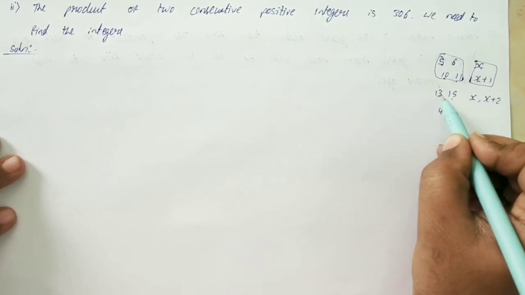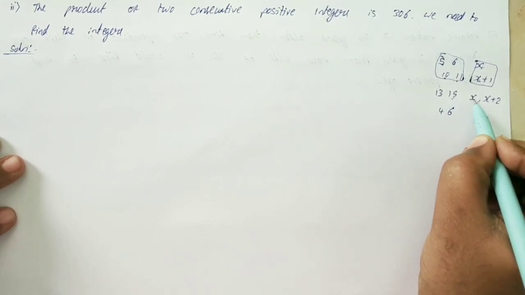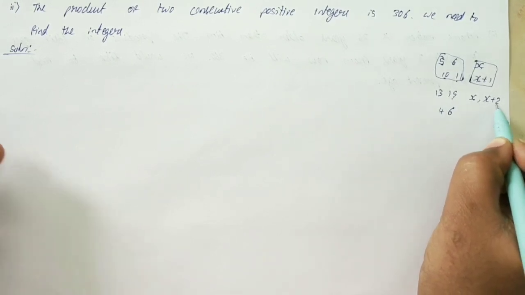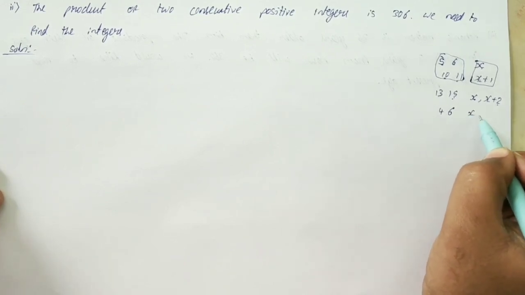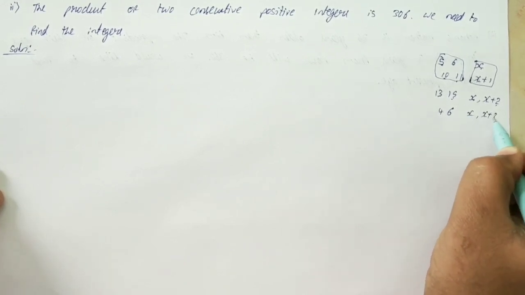So for 13, if we add 2, then we will get 15. So like that, for x we have to add 2, then we will get the next consecutive odd number. So same for even numbers also. If I take x as a consecutive even number, then the next number will be x plus 2, right?